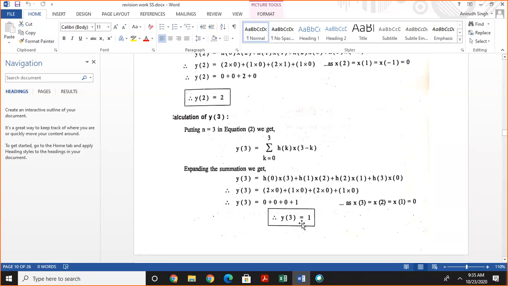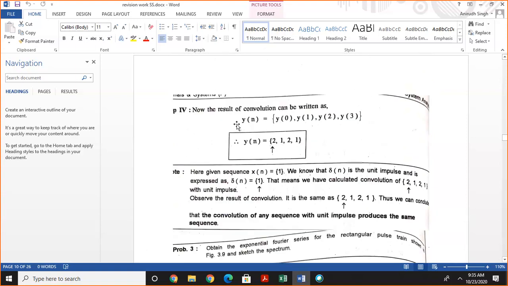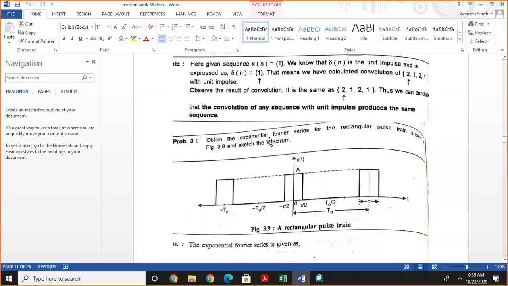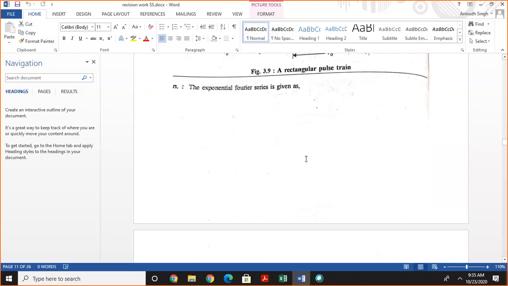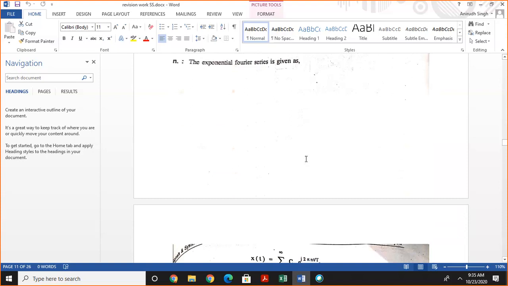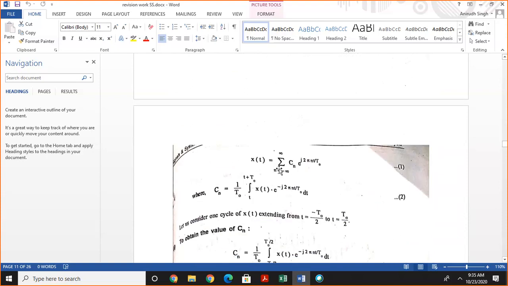From this equation you can write y of 0, substitute all the values, and you get the value of y of 0 is 2. Similarly, put n is equal to 1 and expand this formula, then you get the value of y of 1. Similarly, you get y of 2 and y of 3, and now the result of convolution can be written like this.